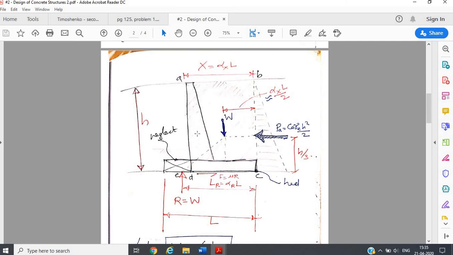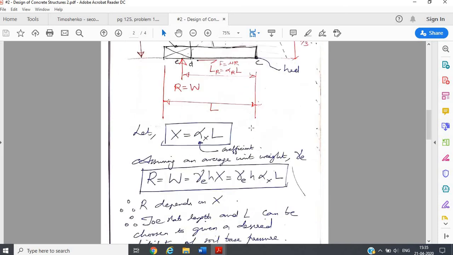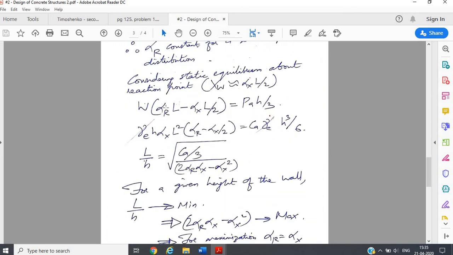So actually the unit weight is more towards the retaining wall side, but approximately you can take this as half of the total length. Okay, so the lever arm that's going to cause the moment due to W is LR minus half of alpha x L. So that's what we have done here. So you are equating those moments.